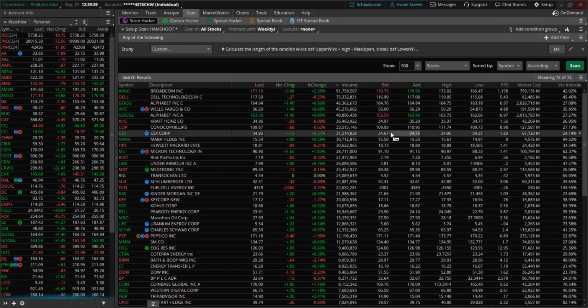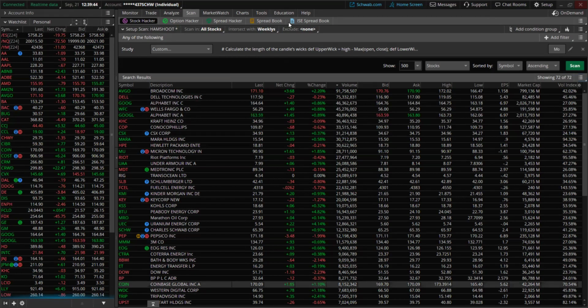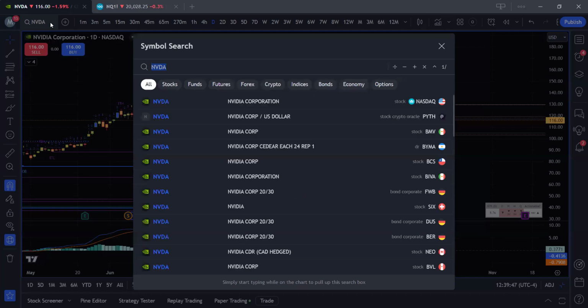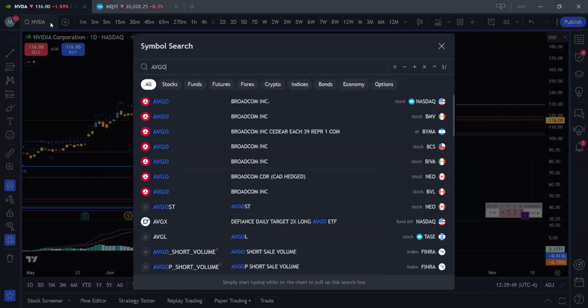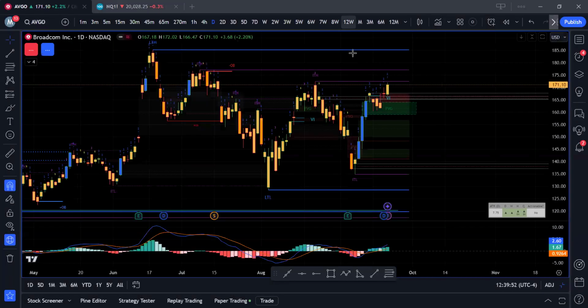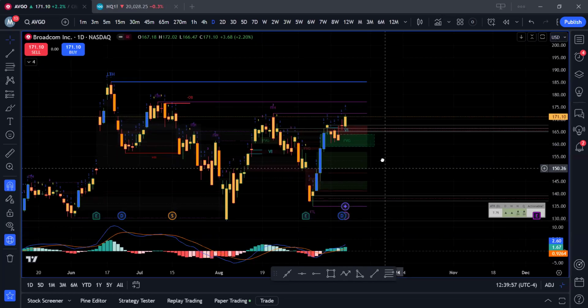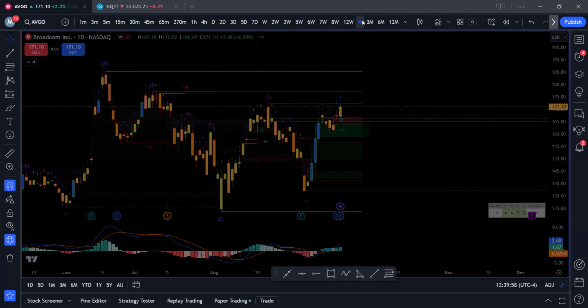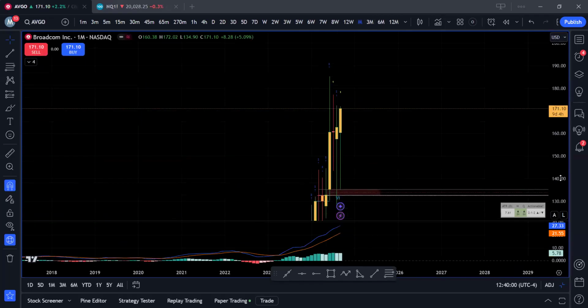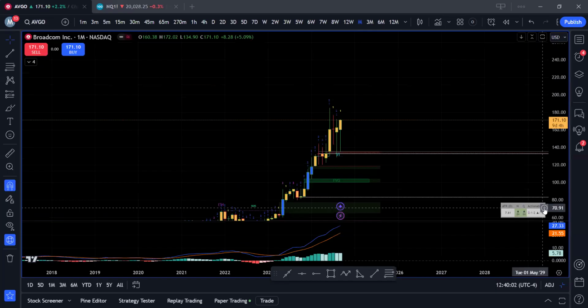But okay, so we have AVGO. Let me go ahead and switch my screen back to, not thinkorswim, TradingView. So AVGO, and let me get rid of all my drawings. Okay, so we ran it for the monthly. What that scan shows is any hammers and shooters on the current time frame that I'm looking for.